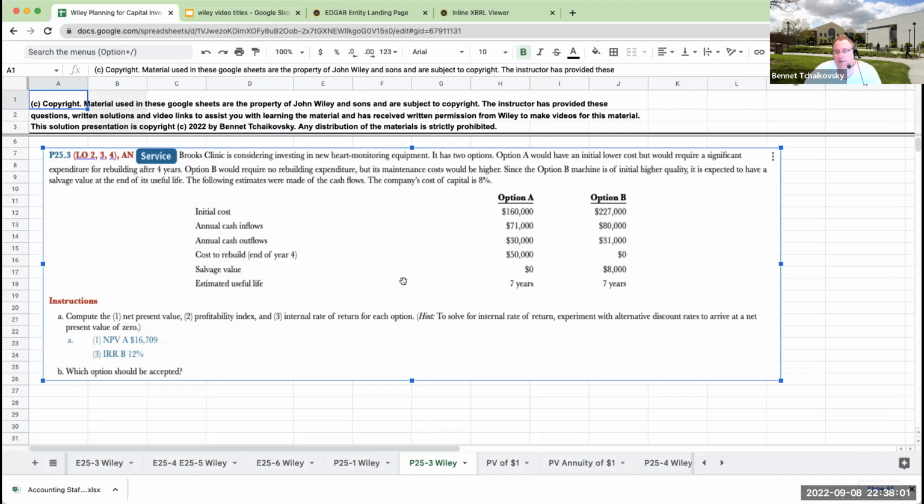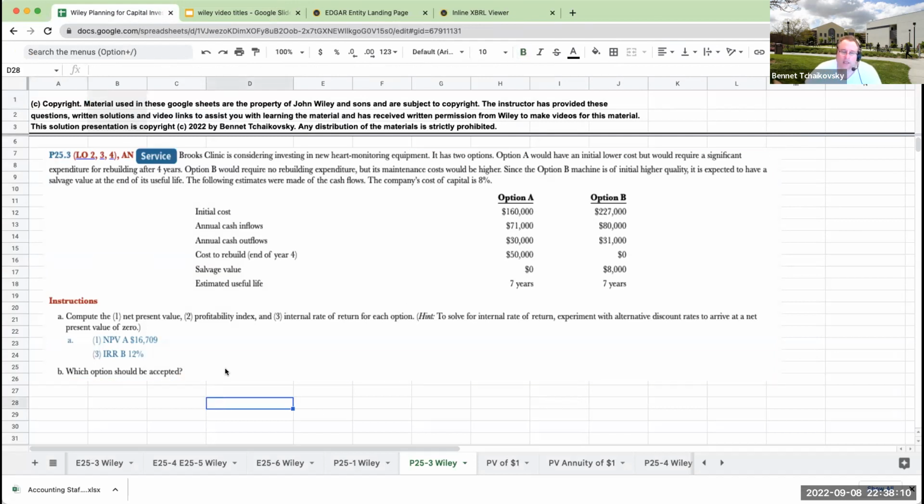All right, let's go ahead and get to it. Right over here, I'm going to modify this question a little bit and make it a pure, straight present value question. I don't want to get into the internal rate of return, so let's make it into net present value.